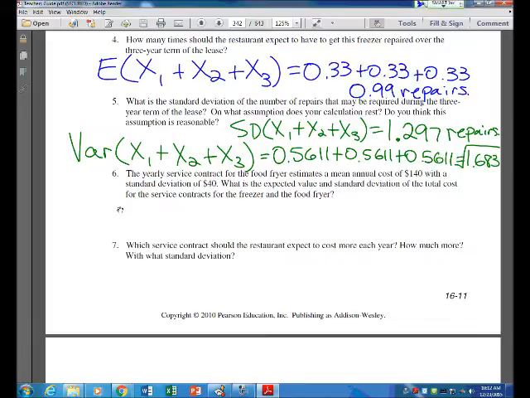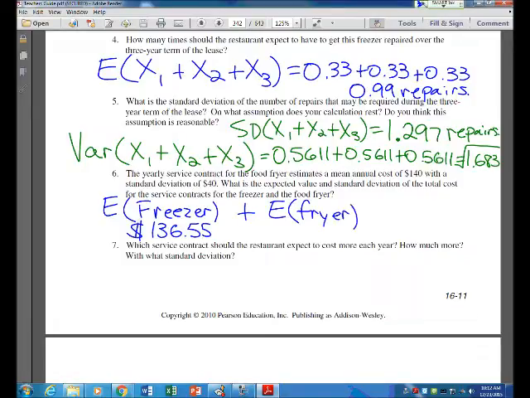Well, if you go back up to number 3, we found the expected value for the freezer was $136.55. And it wants us to figure out the total between these two. So the expected value for the fryer is $140. When I add those together, I will get the expected value for the total. So that's going to be $276.55. So that's my expected value for the total of the freezer and the fryer and their contracts.